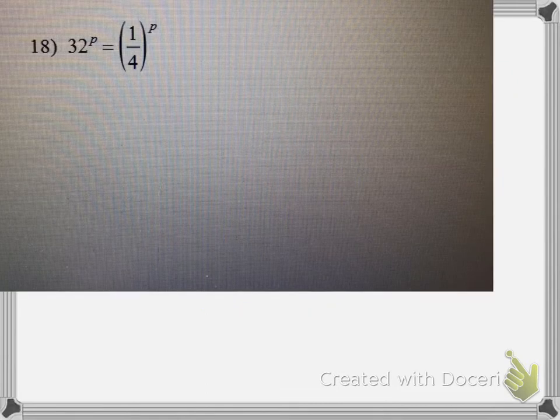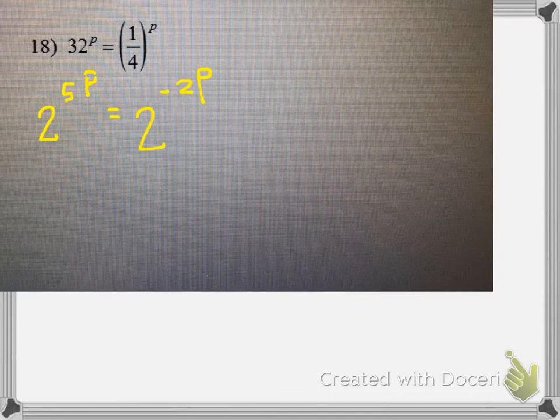Alright, check this out. You need to bring any fractions up to the top. Let me tell you what I did. You need to make sure that you have the same base here. So my base is 2. I know that 2 to the 5th is equal to 32. 2 times 2 is 4, times 2 is 8, times 2 is 16, times 2 is 32.